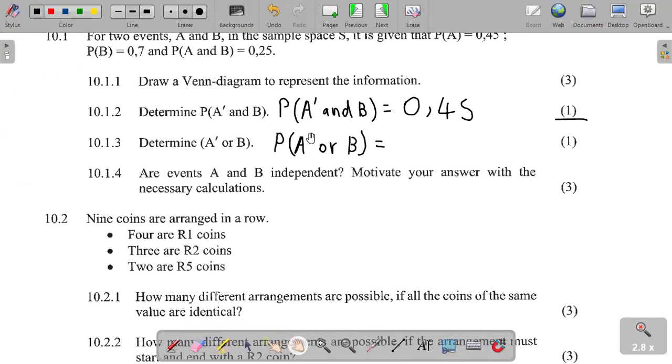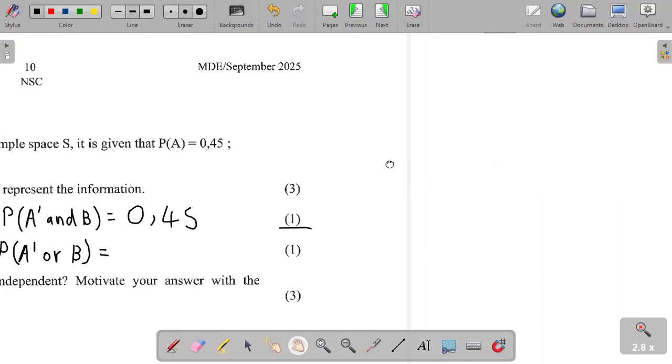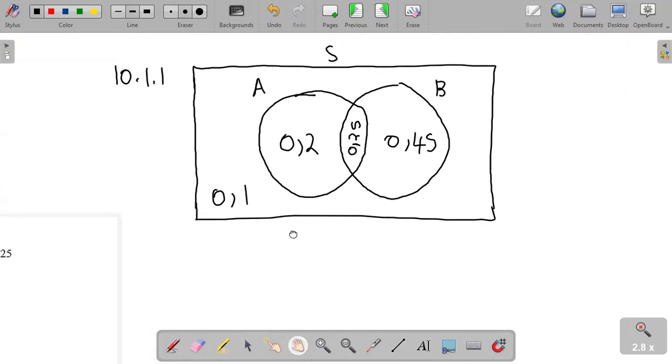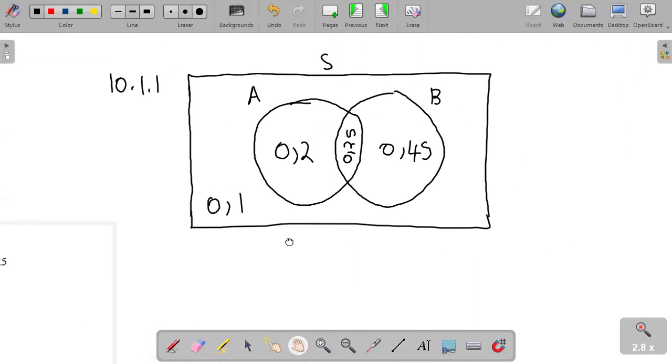And then A complement or B. Okay, A complement or B. So yes, it's gonna be this plus that.